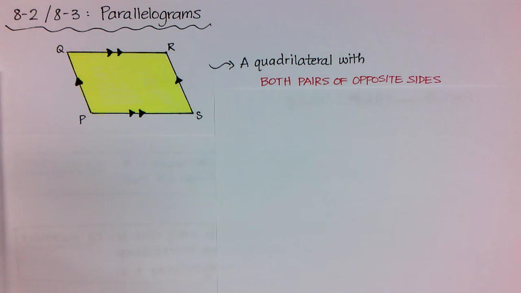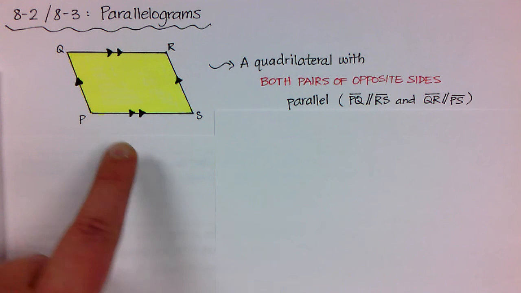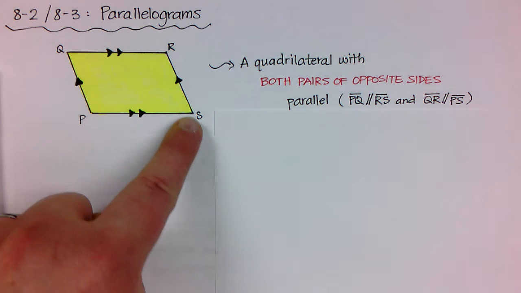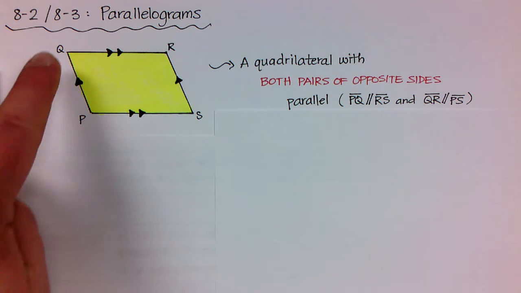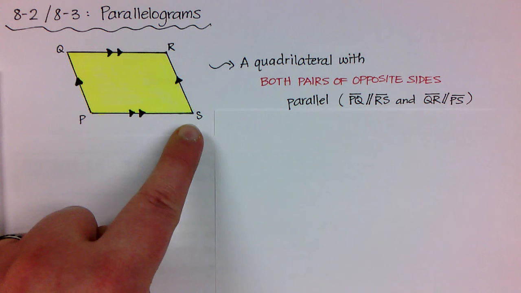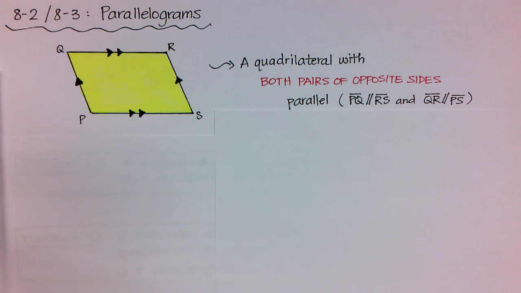So what I have drawn for you is a parallelogram. And if we remember the definition of a parallelogram, it's a quadrilateral, meaning that it has four sides, with both pairs of opposite sides parallel. Okay? So in this case, PQ is parallel to RS, and also QR is parallel to PS. And that's just the simple definition of a parallelogram.